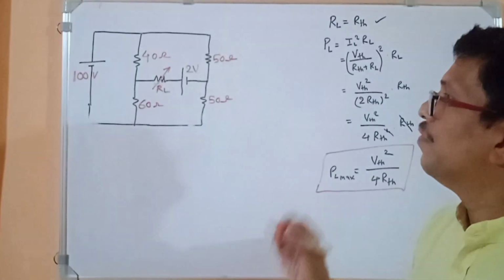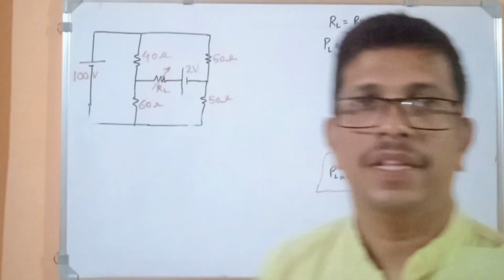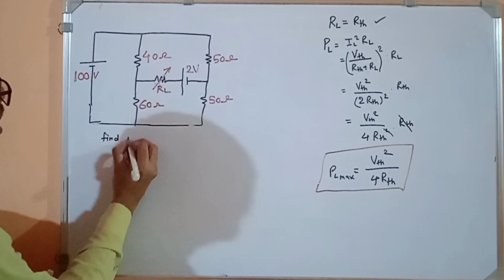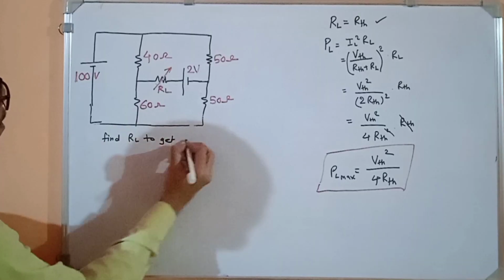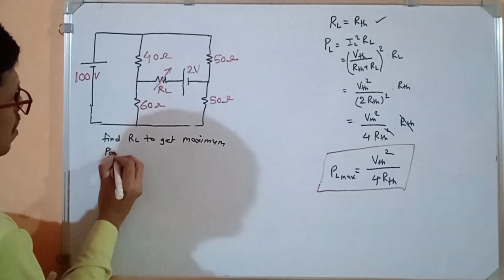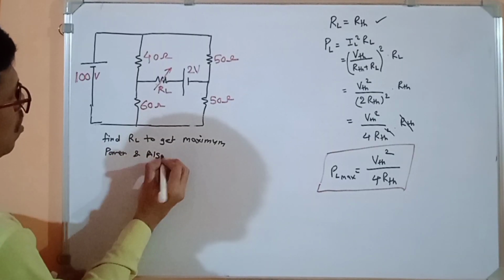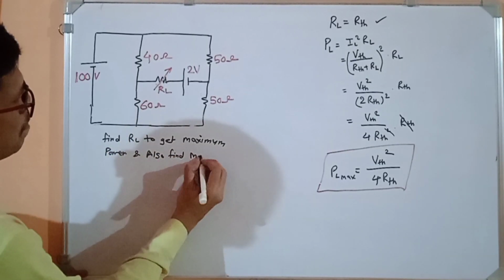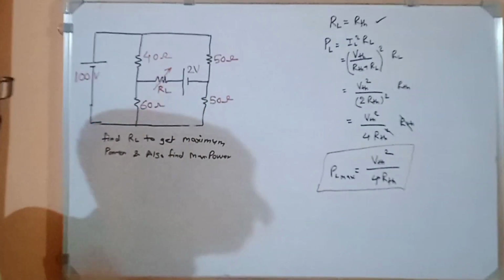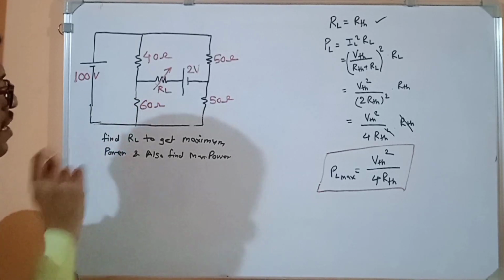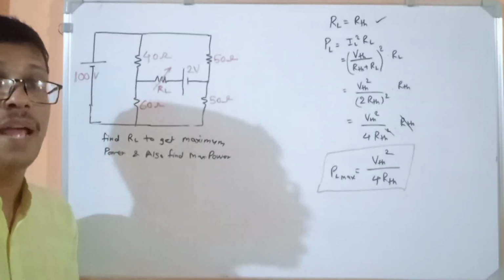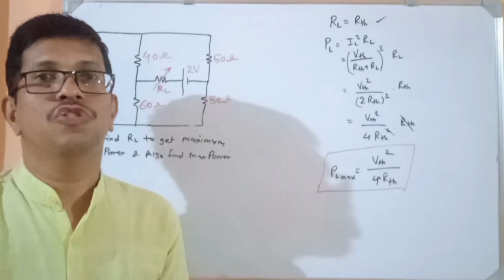Now we will solve one numerical based on this theorem. Here the question is to find RL to get maximum power and also find the maximum power. Here all things are given except RL. We have to find RL, that is, we have to find RTH, so that RL is equal to RTH. The steps we have to follow are the same as Thevenin's theorem.